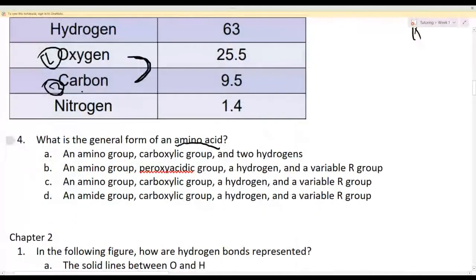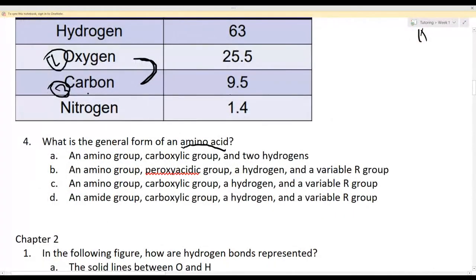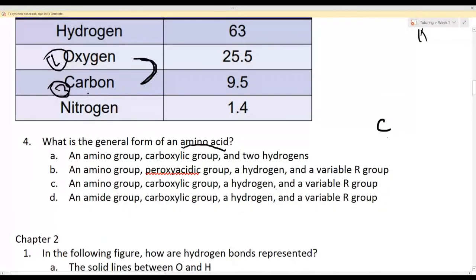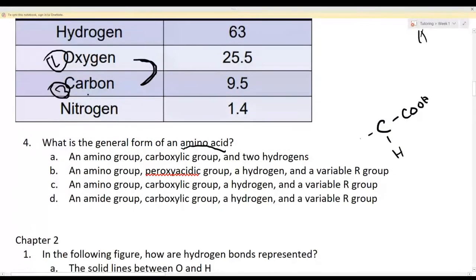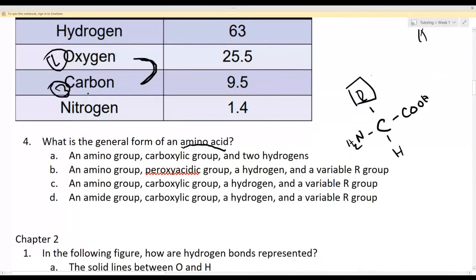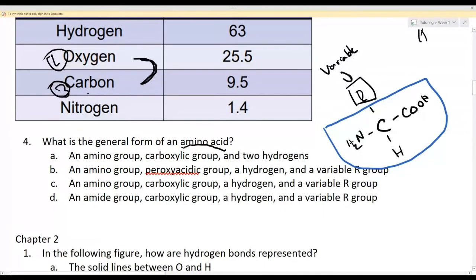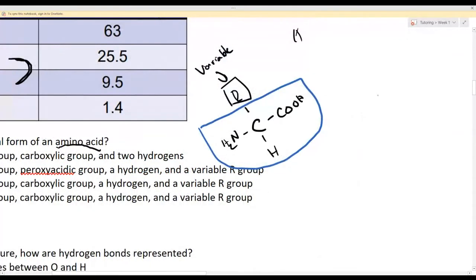Okay, so the general form of an amino acid is: you have your central carbon, you have a hydrogen, you have a carboxylic group, COOH, and you have an amine group, NH2. And finally, you have this R group, okay? This R group is a variable group. What that means is every amino acid has this part in blue. Every single one is going to have that. The R group changes depending on the amino acid.